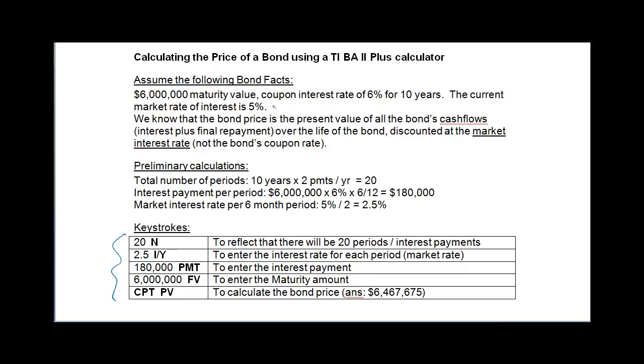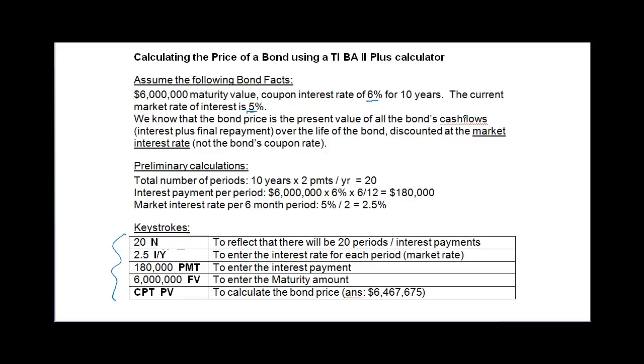So, with these facts, that's the maturity value, coupon or stated interest rate. Coupon is another word for stated interest rate, 6%, 10 years. Assume here that we've got payments every 6 months, so it'll be 20 payments over the 10 years. The market rate of interest is 5%. So right off the bat, we know that the bond is going to sell at a premium, because the coupon rate of 6% is higher than the market rate of 5%.